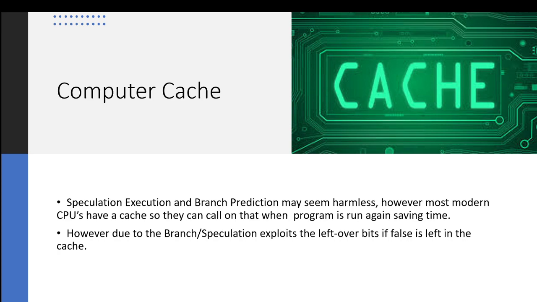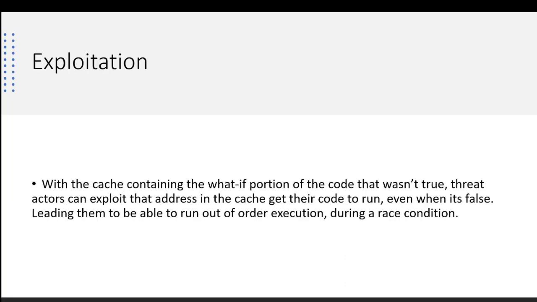However, due to the branch speculation exploits, the leftover parts, if it is false, would be left in the cache. So if you are running a program, the CPU thinks it'll load everything after, but if that if statement doesn't happen, all that will just be sent to the cache, so all your code will still be there.